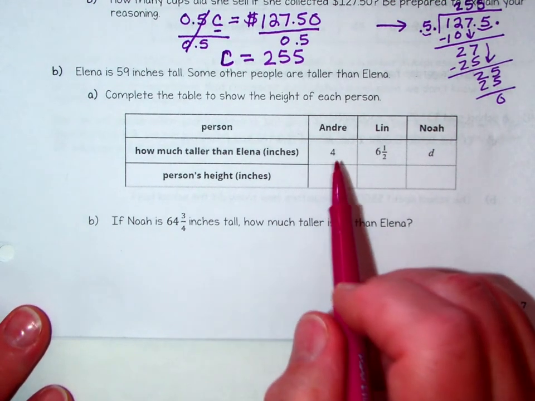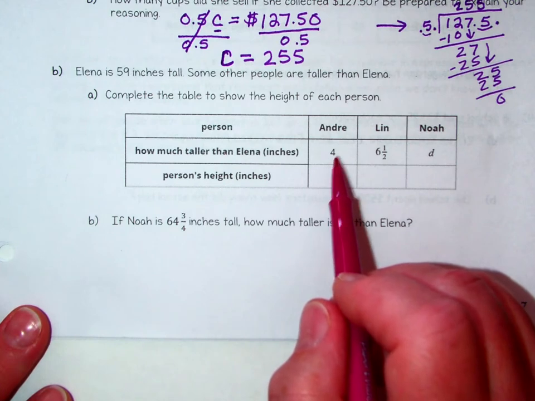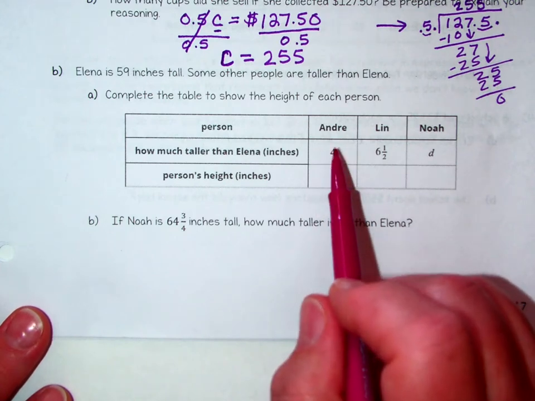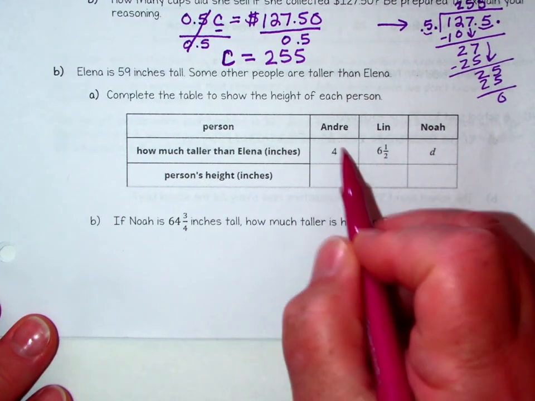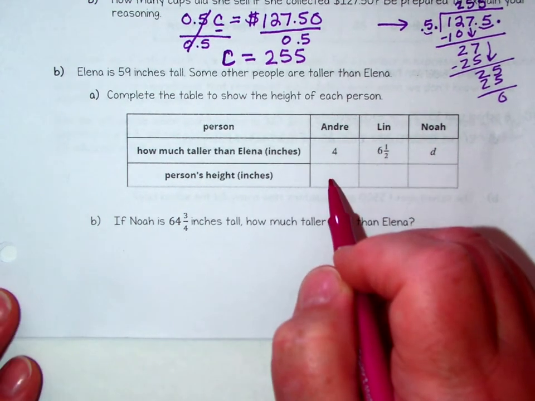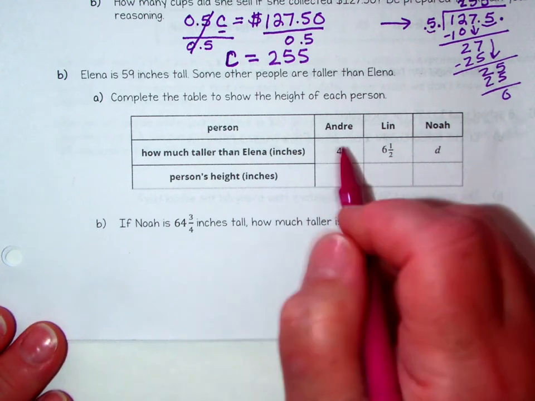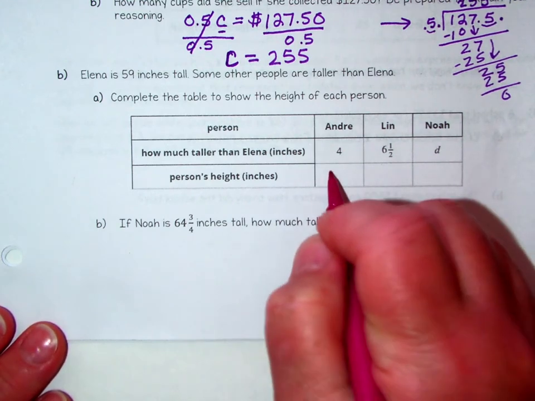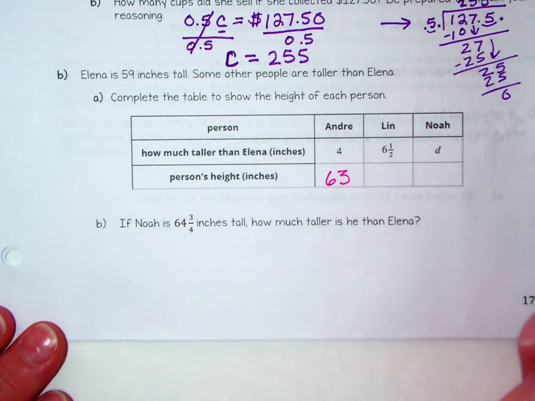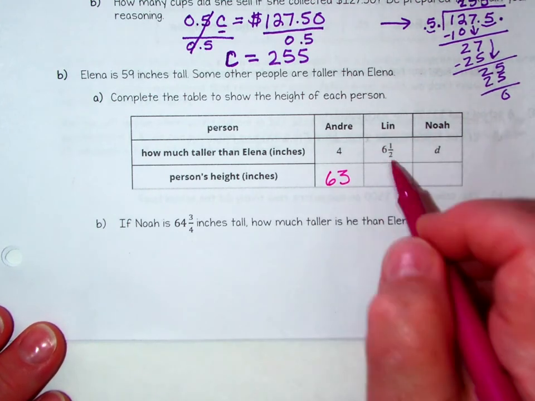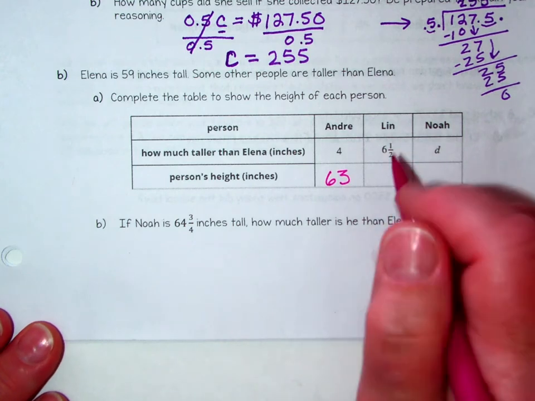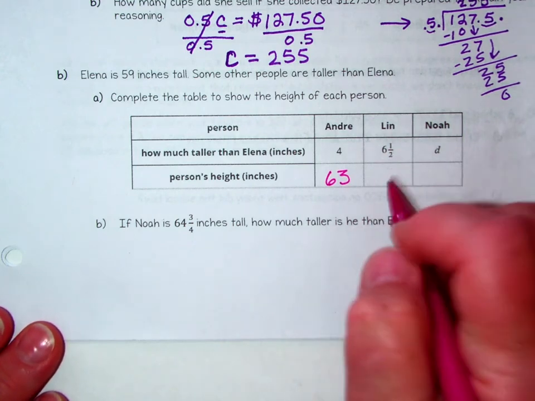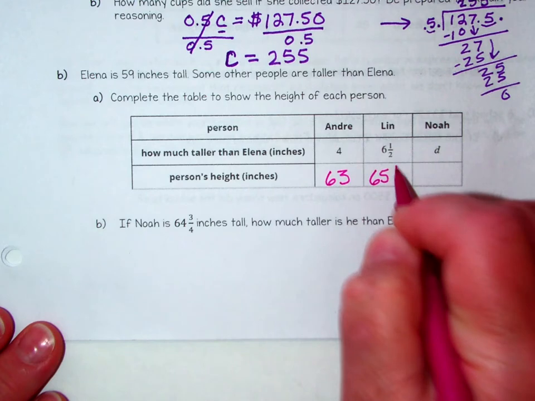So we know Elena's 59 inches. And this row tells us how much taller they are than Elena. So we should be able to add this number to 59 to get the person's height. So 4 plus 59 means that person's going to be 63. Lynn is 6.5 inches taller, so we're going to add 59 to 6.5, and we get 65 and 1/2.